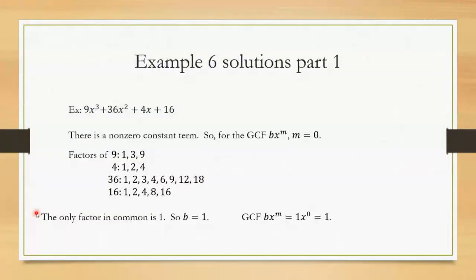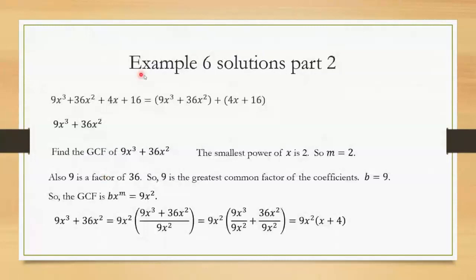So the next step is we have to form our two groups now, right? The first two terms, we get a group. From the second two terms, we get a group as well. And the groups we indicate by using parentheses. So from the first group here, the 9x cubed plus 36x squared, okay, we have to find, again, the GCF of each individual group. So we're finding the GCF of this thing, okay?